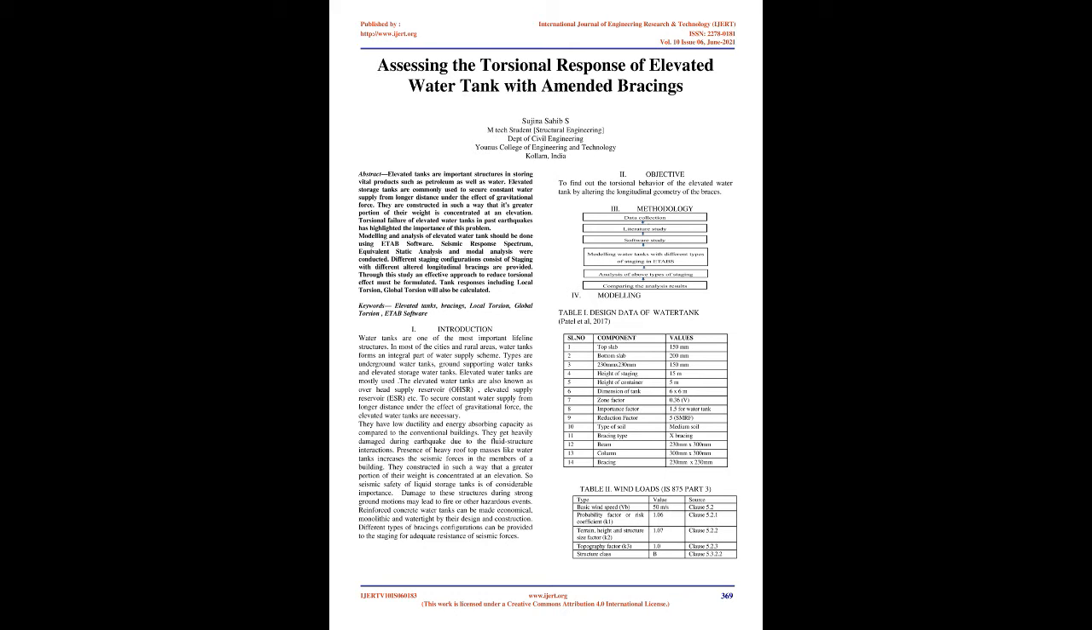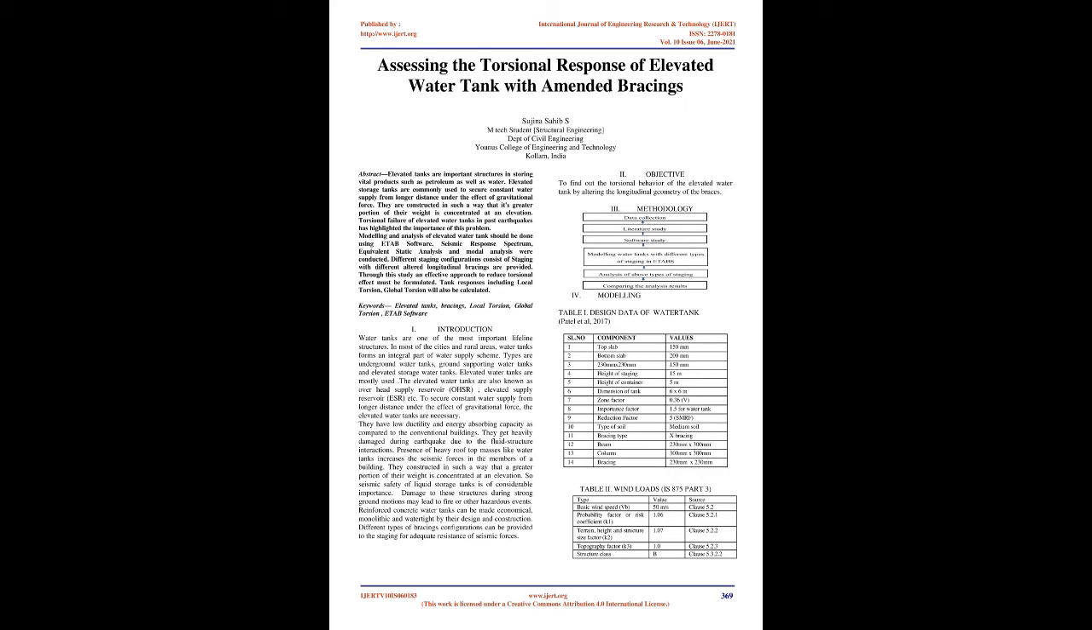They have low ductility and energy absorbing capacity as compared to conventional buildings. They get heavily damaged during earthquakes due to the fluid structure interactions. Presence of heavy rooftop masses like water tanks increases the seismic forces in the members of a building. They are constructed in such a way that a greater portion of their weight is concentrated at an elevation. So seismic safety of liquid storage tanks is of considerable importance. Damage to these structures during strong ground motions may lead to fire or other hazardous events. Reinforced concrete water tanks can be made economical, monolithic, and watertight by their design and construction. Different types of bracing configurations can be provided to the staging for adequate resistance of seismic forces.